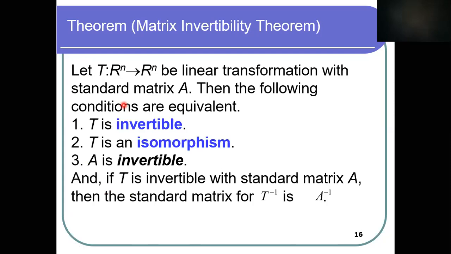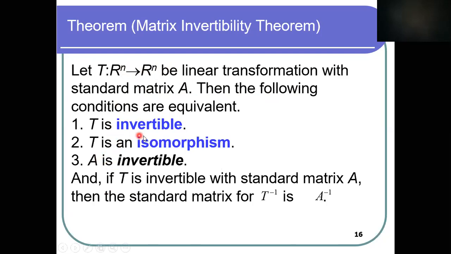So we have one theorem: if T is a transformation from Rn to Rn, and here you can see the input and output are the same, n-tuples are mapped onto n-tuples, a linear transformation with the standard matrix A, then the following conditions are equivalent. T is invertible, T is isomorphic, it means one-to-one and onto.